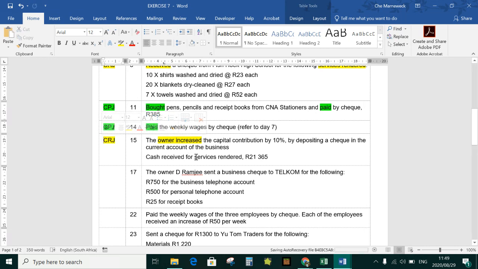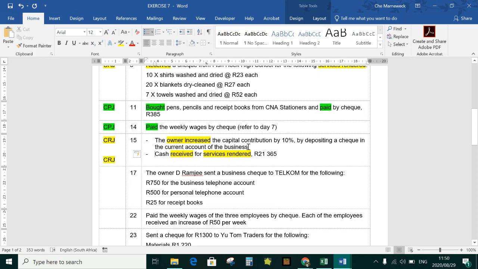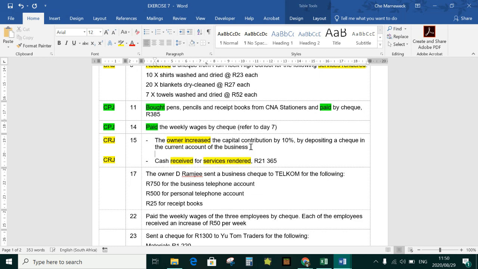Cash received for services rendered. So if we are receiving money because we are providing a service, we are going to record that in the cash receipts journal. Day 15 has 2 transactions that are going to be recorded in the cash receipts journal. Make that stand out. We don't mess that up. 2 separate transactions on day 15. Both of them, we are receiving money.